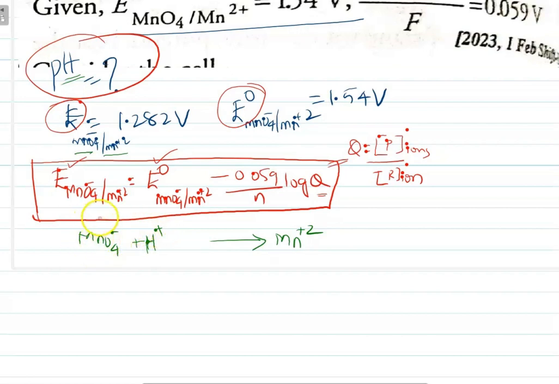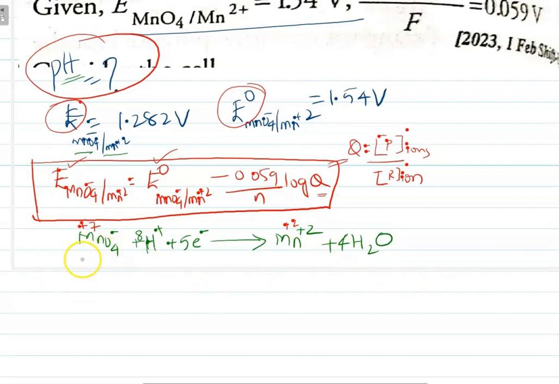If you calculate the oxidation state of manganese in MnO4 minus, it is plus 7, whereas here it is plus 2. That means plus 7 oxidation state is becoming plus 2, so there is a gain of 5 electrons. Plus hydrogen and oxygen will react and form water molecules. If you balance this equation, it becomes 4H2O, and here it becomes 8H plus. So this is our final equation.